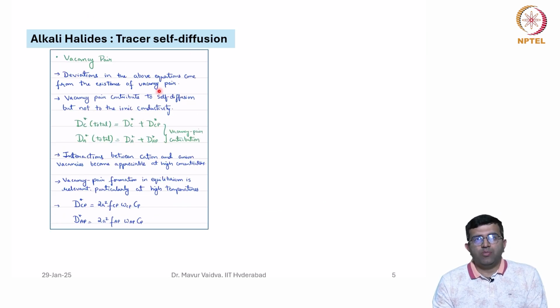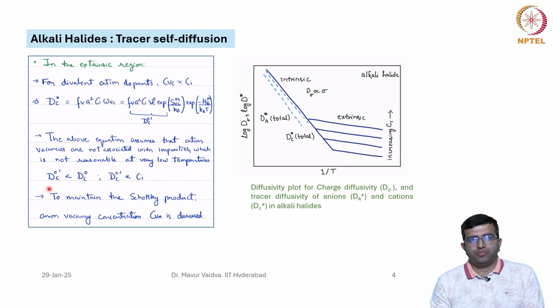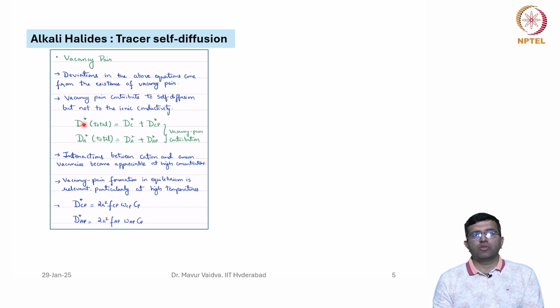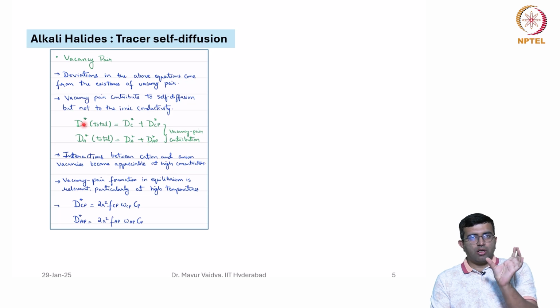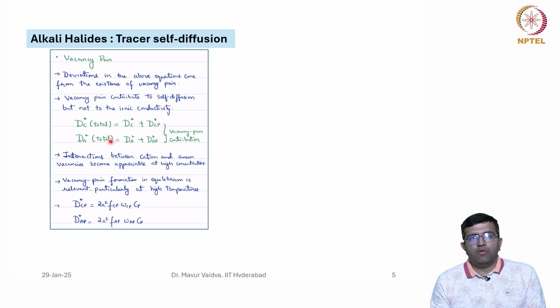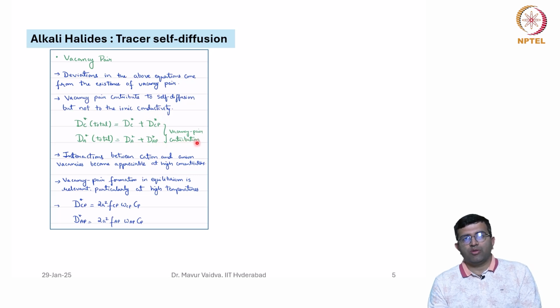Then vacancy pair. The equations that we see have deviations that come because of the existence of the vacancy pair. Remember, vacancy pairs are neutral because they are cation and anion vacancy together. So, they are neutral, and therefore, they do not contribute to the ionic conductivity, but they do contribute to the self diffusion. So, we can write D C star total equal to D C star plus D Cp star, where similarly D A star total can be written as D A star plus D Ap star. These two are the contributions coming from the vacancy pairs.